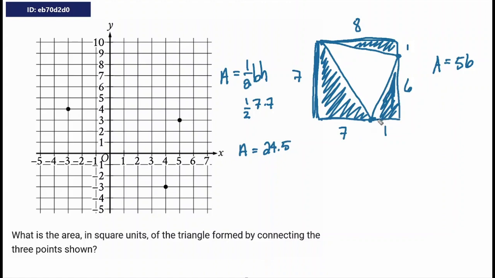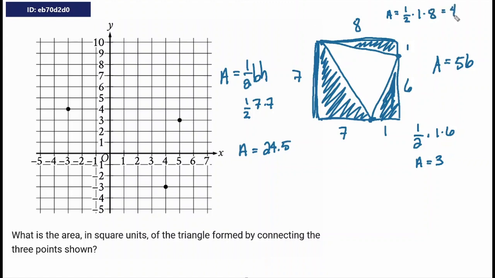This one, the base is 1 and the height is 6, right? So it's half times 1 times 6. You don't need to use your calculator for that. It's 3. And then for this one, similarly simple. Area is half of base times height, so it's half of, we'll call the base 1, call the height 8, so it's half of 8, so it's 4.